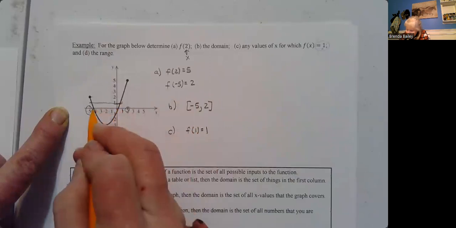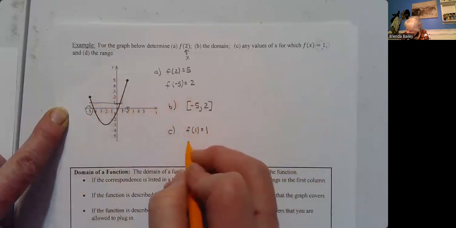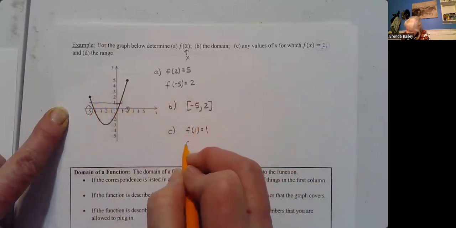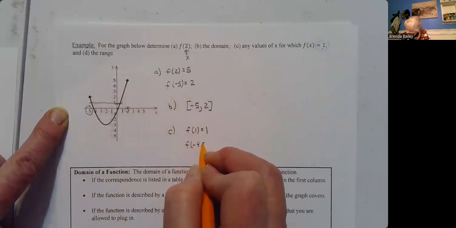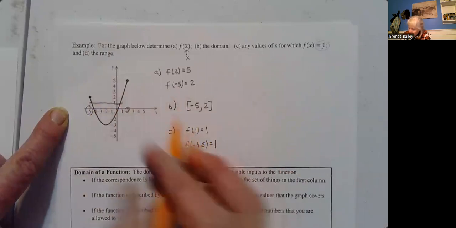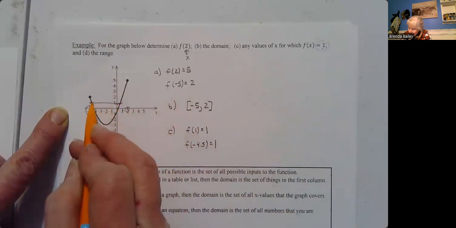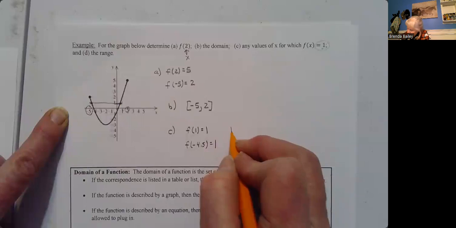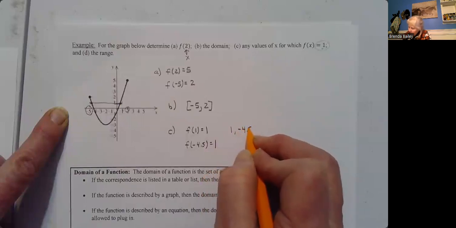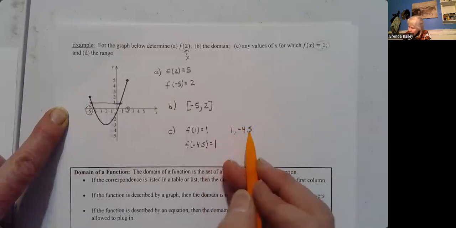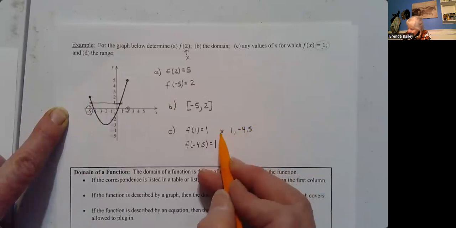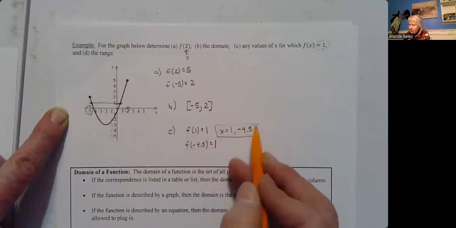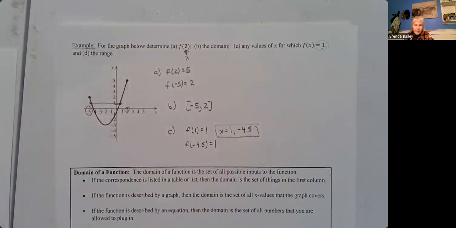And it looks like, I guess we'll go for negative 4.5. f of negative 4.5 gives you a 1 as well. So that has a y of 1, and that has a y of 1. So 1 and negative 4.5 are the two x values that give you y as 1. All right. Perfect.